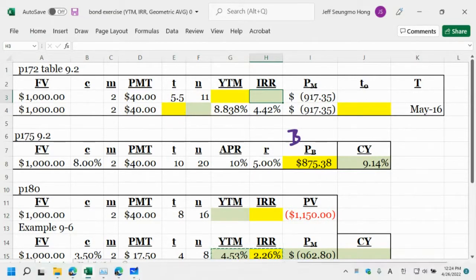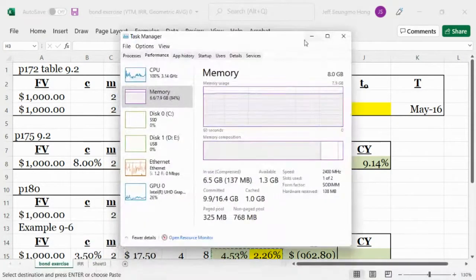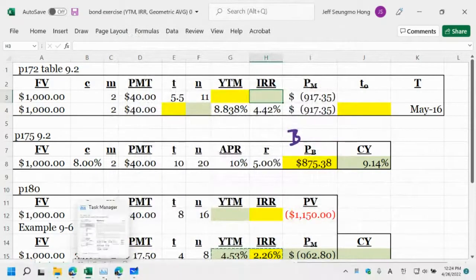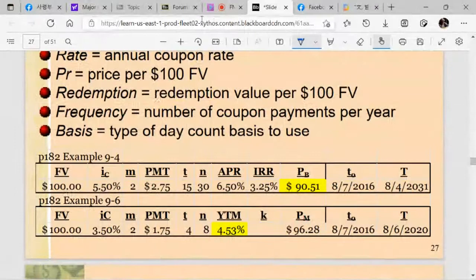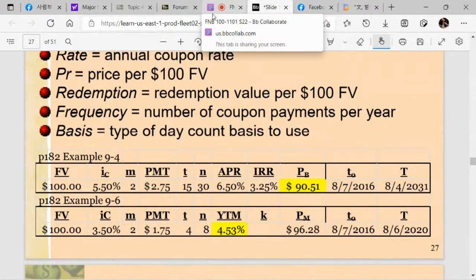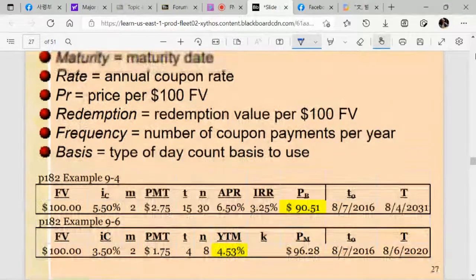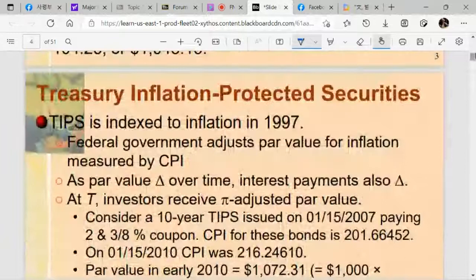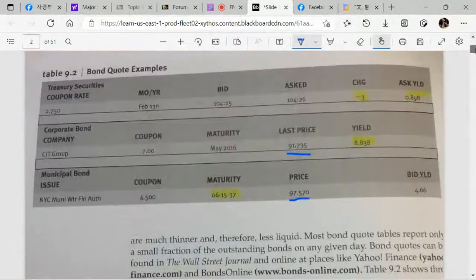You remember this example? This example was from table 9.2. Why is this so difficult today? You remember at the beginning when we did this, right? I told you this example was taken around 2010, about June of 2010.